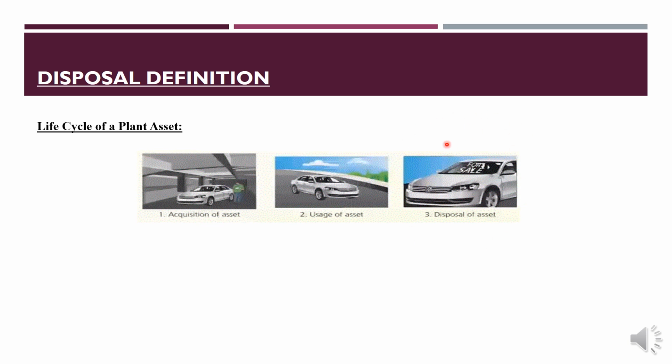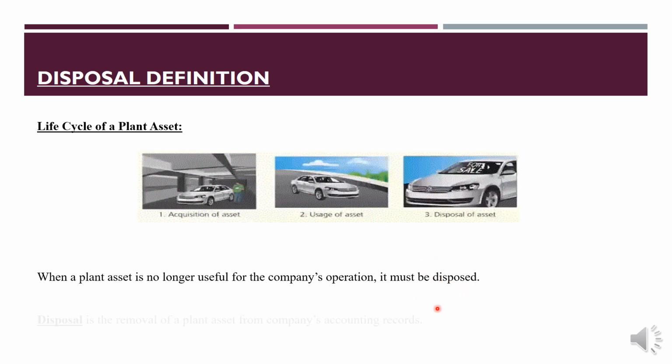So what is a disposal of a plant asset? When a plant asset is no longer useful for the company's operation, it must be disposed. So disposal is the removal of a plant asset from the company's accounting records. Companies can dispose a plant asset in 3 ways. It can be retired, it can be sold, or it can be exchanged.